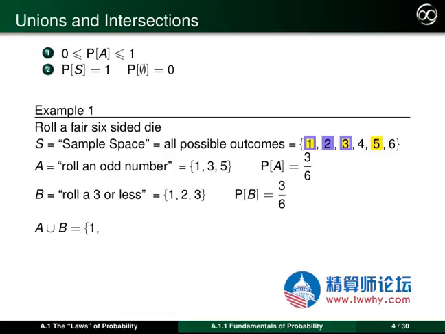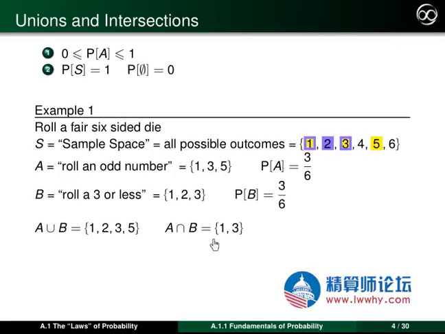1 is in both colors, right? It's yellow and blue, so 1 is in my union. 2 is blue, so it's in my union. 3 is both, so it's in my union. And 5 is yellow, so it's in my union. So my union is 1, 2, 3, and 5. 4 and 6 are uncolored. They're not in my union. What's A intersect B? Well, that is what is both yellow and blue. That's just the numbers 1 and 3.